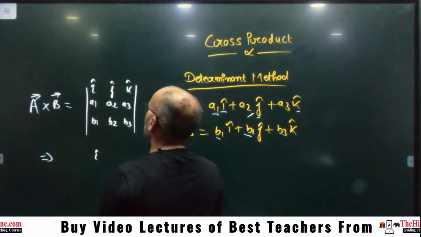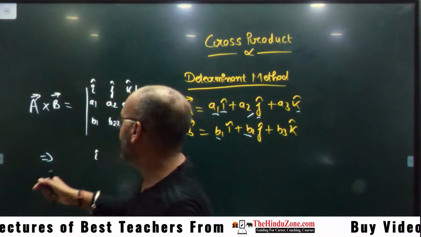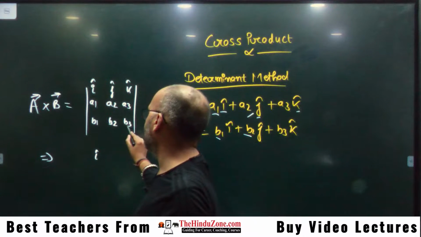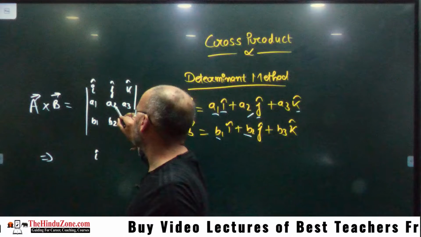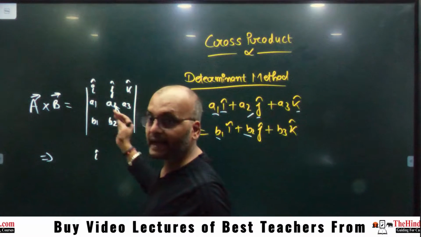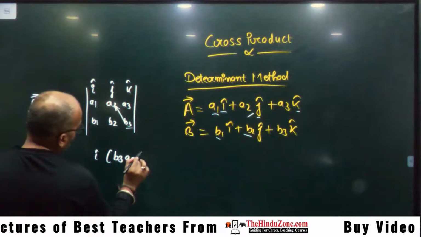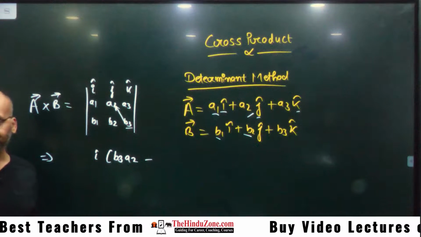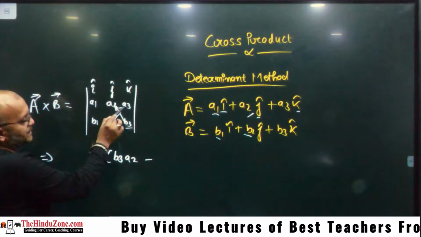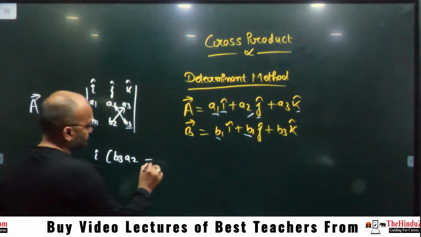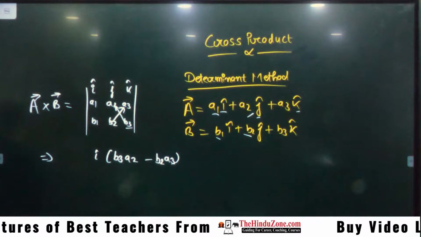Okay, this is covered. Now we will move from the bottommost right. This is the element in the bottom and in the right, it is B3. Cross multiply: B3 into A2. Diagonal multiplication. B3 A2. Put a minus sign. Then B2 A3. Diagonal multiplication. Fine. B2 A3.